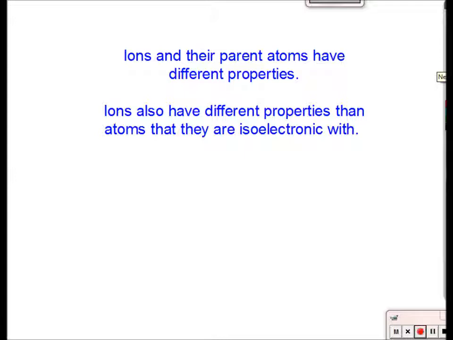But ions and their parent atoms have different properties, and they also have different properties than atoms that they are isoelectronic with. Once they have a charge, they become very reactive. And that's what allows our reactions to happen. Those charges, plus and minus, attract each other and get into ionic compounds, which is the next section we're going to get into. So for now, we're going to stop here.